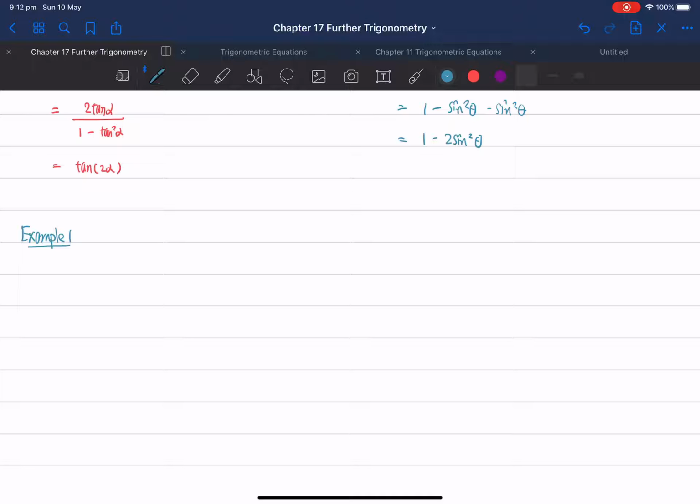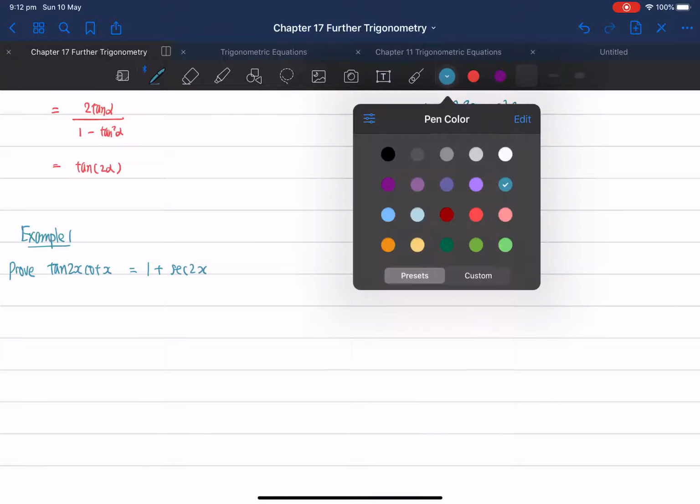The first one I'd like to do is this one here. Prove tangent 2x cotangent x is equal to 1 plus sec 2x. So here's the question. Where do we start? Do we start from the left hand side or the right hand side? Usually it doesn't really matter; it depends on how hard each side is. For this question, I would like to start from the left hand side. So let's do it.